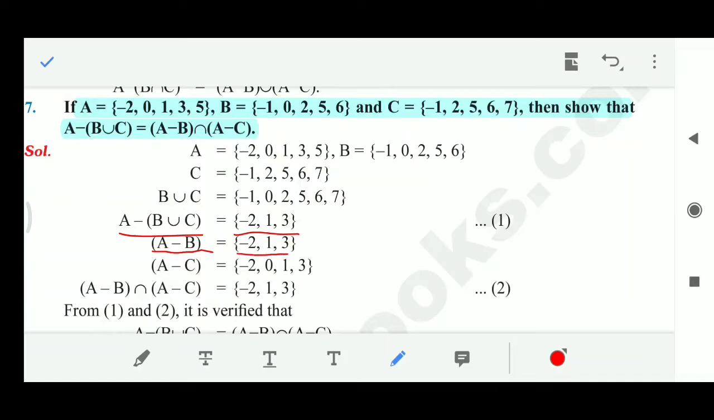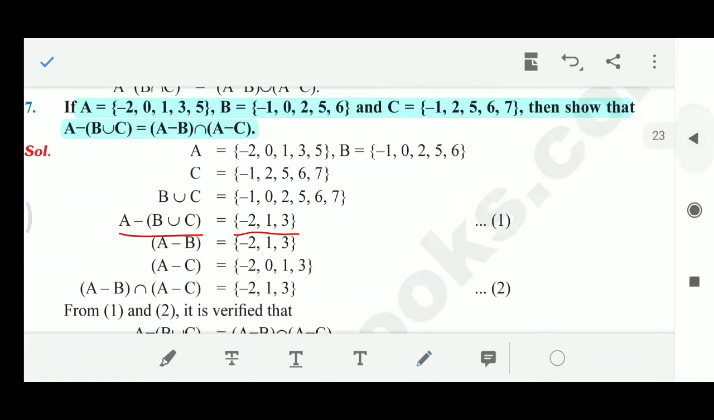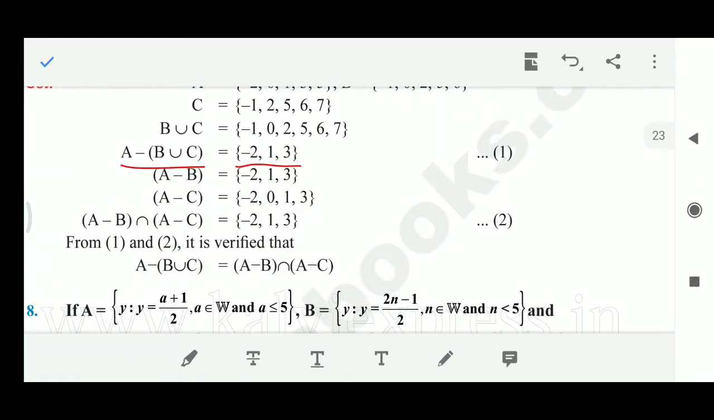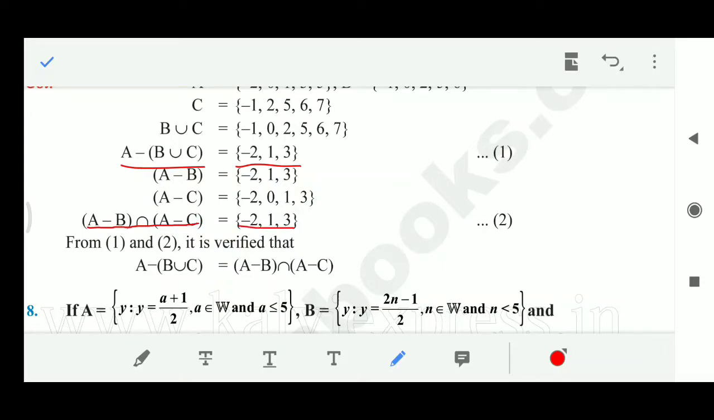Next, to the right hand side, first you are going to find A minus B, which is {-2, 1, 3}, and A minus C, which is {-2, 0, 1, 3}. Then if you intersect these two, you will get {-2, 1, 3} as the right side answer. So now from equations 1 and 2, it is verified that A minus (B union C) is equal to (A minus B) intersection (A minus C). You can see this from the two equations, first and second.